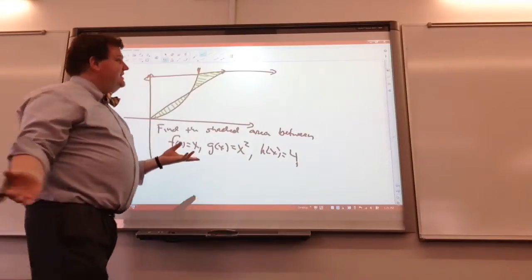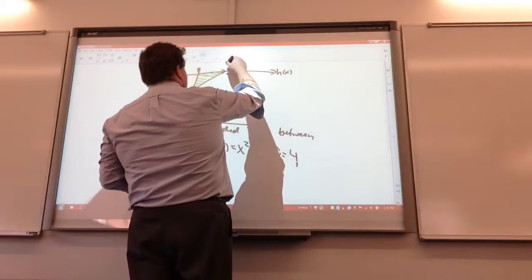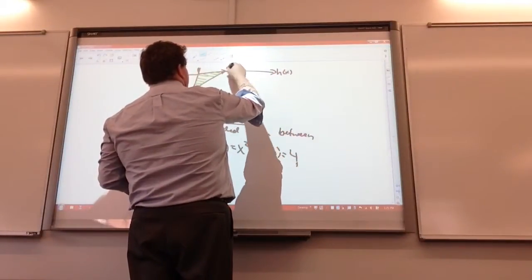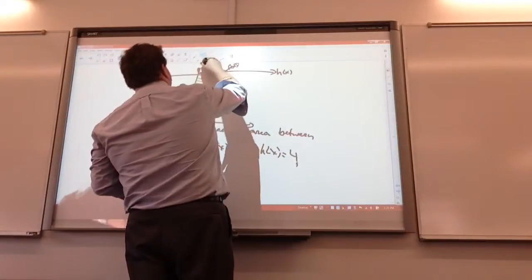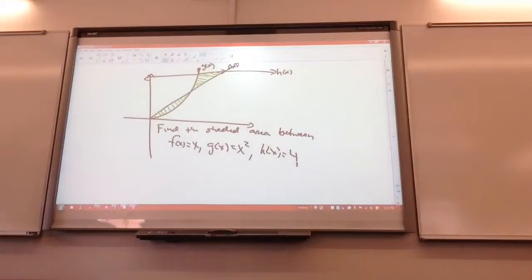So that's one thing you want to do here: go ahead and identify each of these lines. There's my h of x. Here's my f of x right here. It's the diagonal line, and my g of x is the parabola. Okay, so those are my 3 curves. Now, you were correct in that it's going to be 3 intervals.